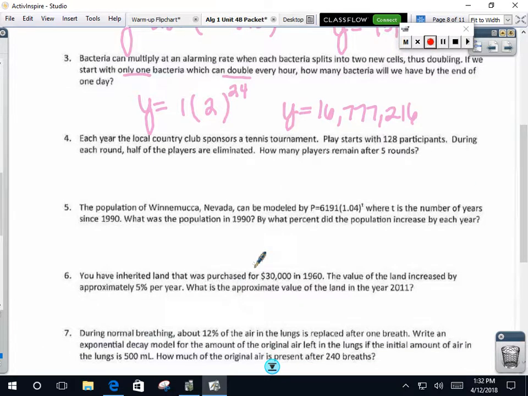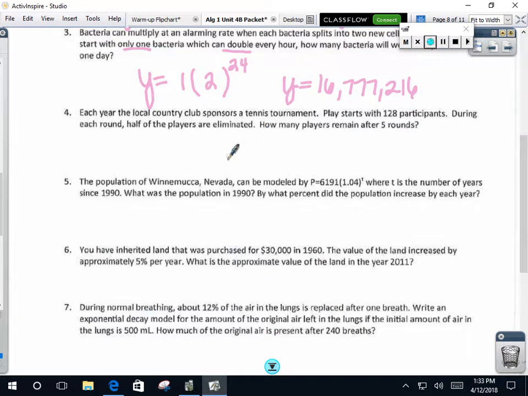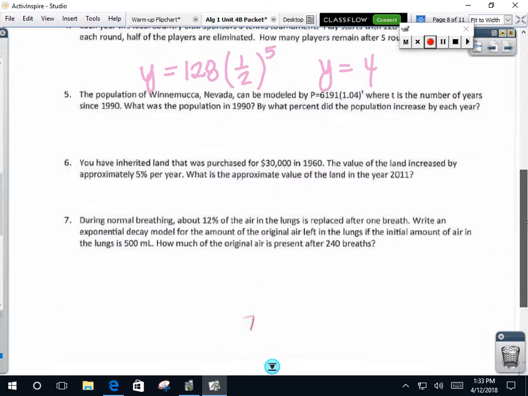All right, number 4 we did yesterday. Why don't you attempt it by yourself and see if you can remember how to do it from yesterday. Do not look back, just attempt it. Okay. Number 4, each year the local country club sponsors a tennis tournament. Play starts with 128 participants. During each round, half of those players are eliminated. How many players will there be after 5 rounds?